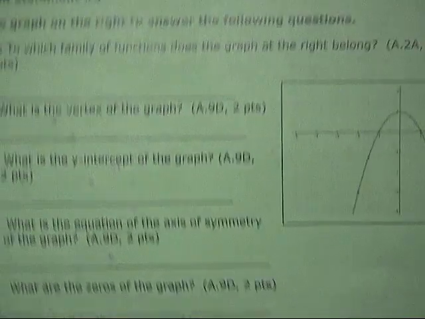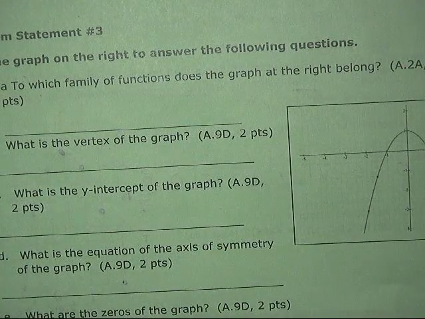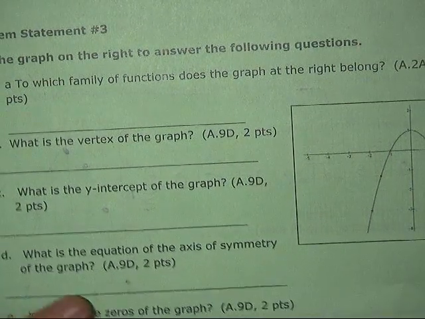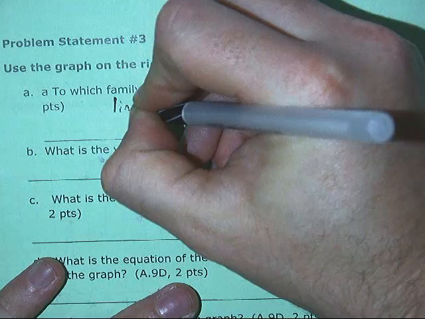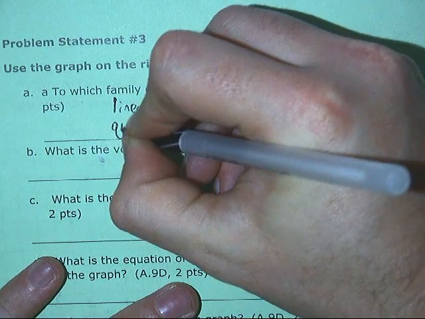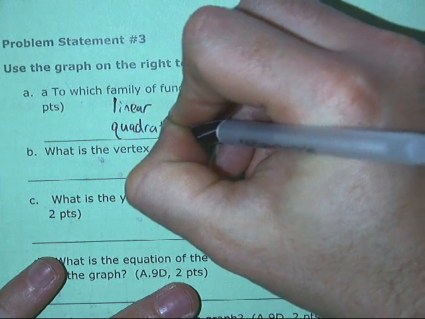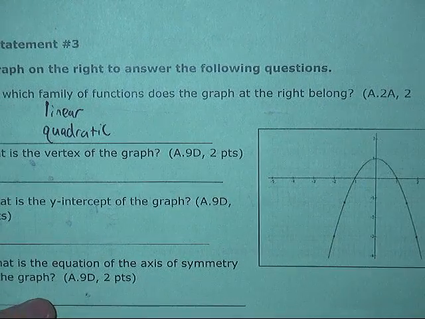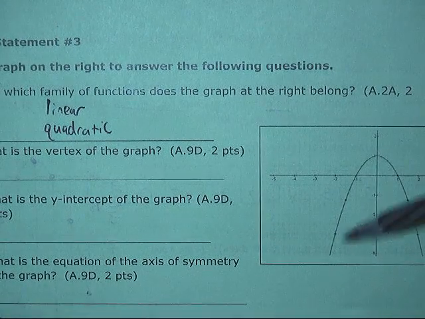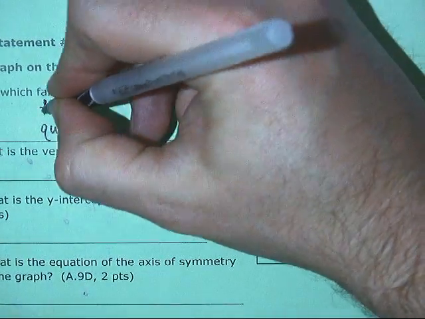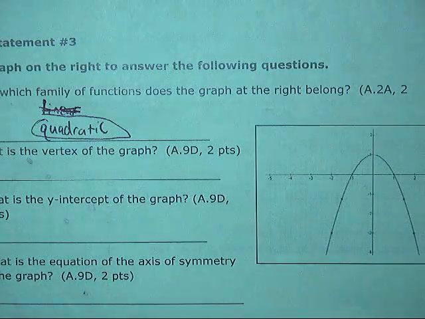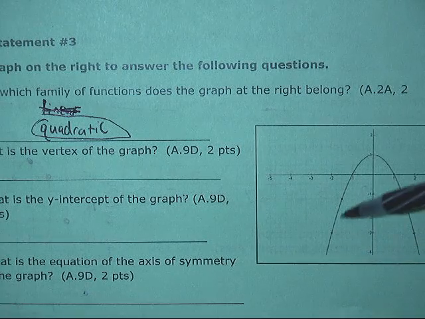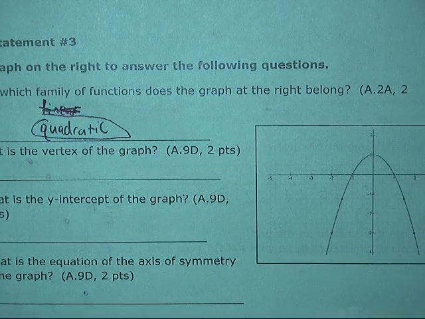Okay, problem set 3. To which family of functions does the graph at the right belong? Now, we've only talked about 2 family of functions up to this point. We've talked about linears, and we've talked about quadratic. Now, this one is very obviously not a line. So, if it's not a line, well, it can't be linear, so it has to be a quadratic. Remember, quadratic is anything that has an x squared in it or anything that makes a parabola on the graph.